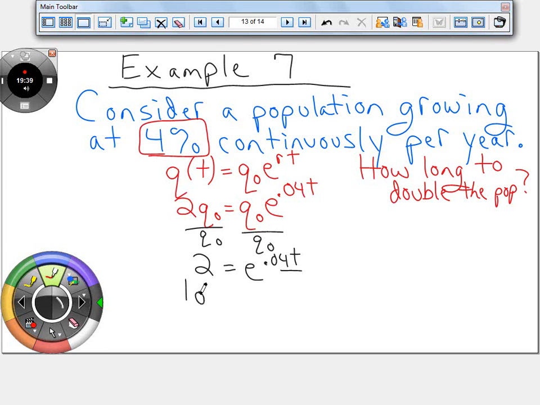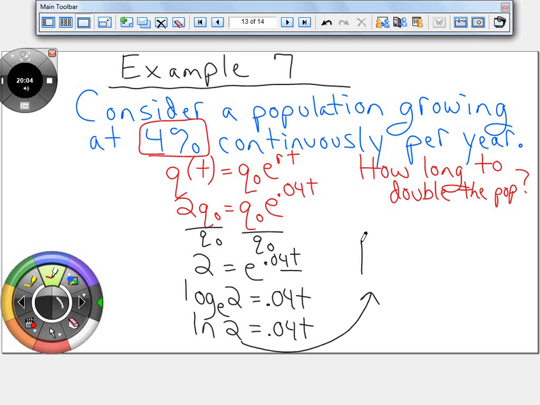So I'm going to say log base e of 2 equals the exponent, 0.04t. Now remember, log base e is actually the same thing as natural log. So this is the same thing as natural log of 2 equals 0.04t. So all I have to do is divide by 0.04. So t equals natural log of 2 divided by 0.04, which I can just do on the calculator. Natural log of 2 is about 0.69, so I just divide it and I get about 17.3 years. Okay. That's how long it would take to double the population if it just grows at 4%.